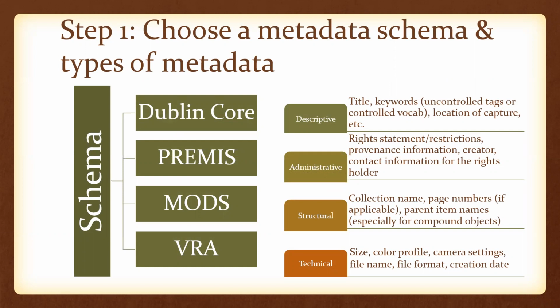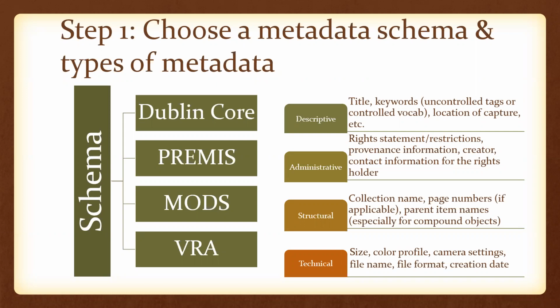PREMIS is the Preservation Metadata Implementation Strategies. MODS is the Metadata Object Description Schema, and VRA is from the Visual Resources Association. These are just geared towards specific types of metadata you might want to include. VRA is often used by museums. PREMIS is used by institutions that care a lot about the preservation side of things.